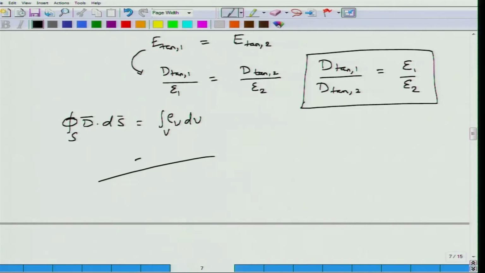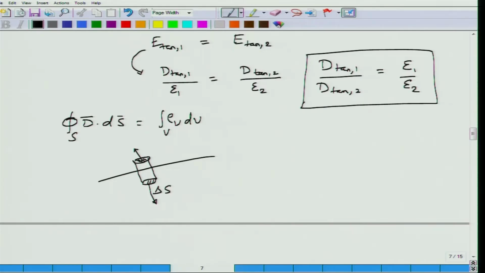Now I will imagine drawing a small box, whose surface area here is some delta S. The top and bottom surfaces have a surface area delta S, and the normals to these surface areas would be pointing along two different directions, right?